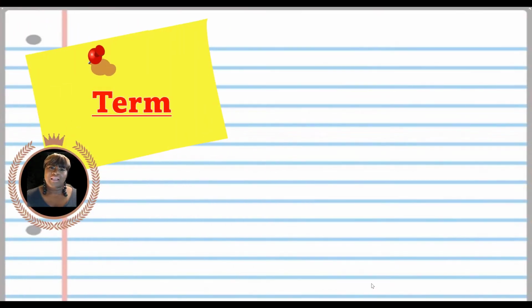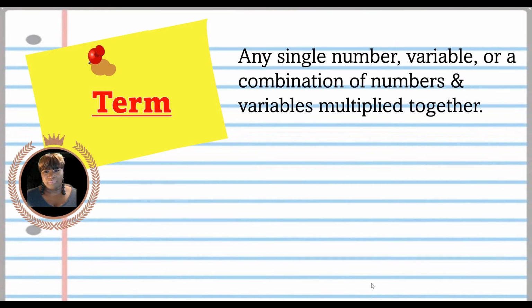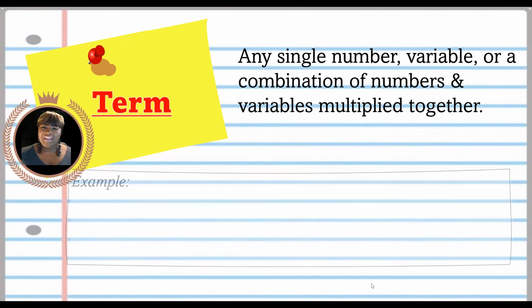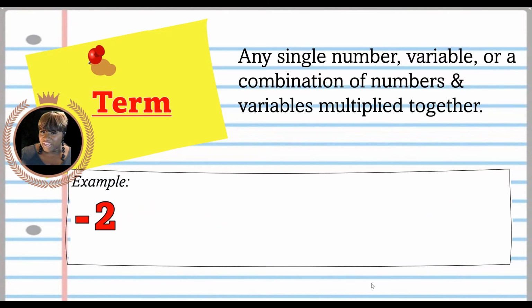Term. A term is any single number, variable, or a combination of numbers and variables multiplied together. In our example, we have -2. It is a term. 8g, it is also a term. It consists of a coefficient and a variable multiplied together.